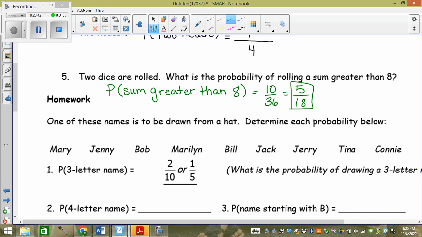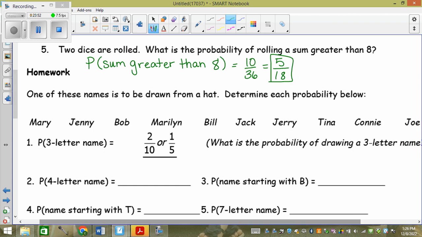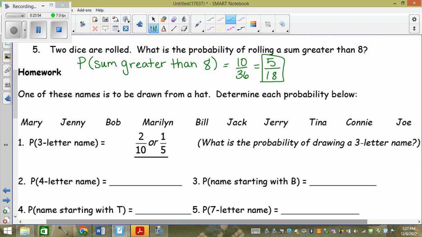For these ones, I'm going to have you work on these. We're going to go through them quickly at the beginning of class tomorrow. But here it says, I want the probability of 4-letter names. Well, how many names are up there? 10. How many have 4 letters? 4, right? Out of 10. So that reduces to 2 out of 5. That's what we're going to do for all of these ones.